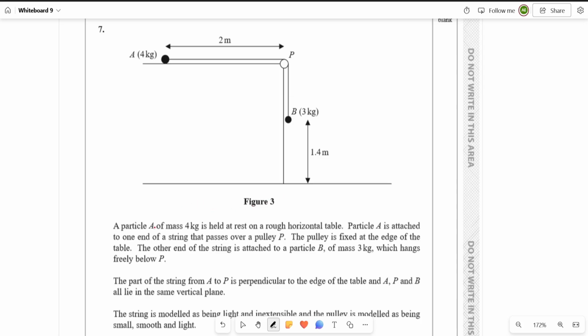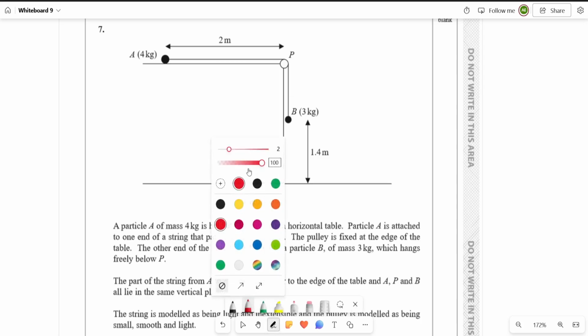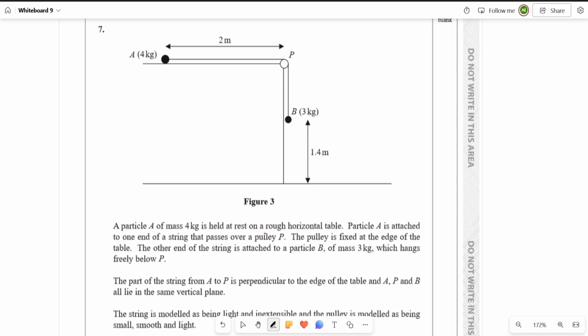The question says, a particle A of mass 4 kilograms is held at rest on a rough horizontal table. As you're reading, you need to take care of these keywords and know what they mean. Rough means that I will have some sort of friction on this table surface. Particle A is attached to one end of a string that passes over a pulley P. So this is the pulley. The pulley is fixed at the edge of the table.